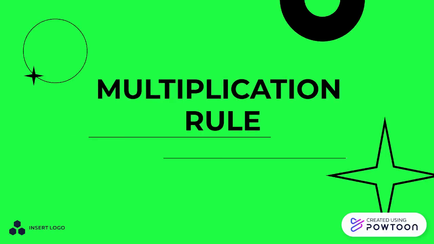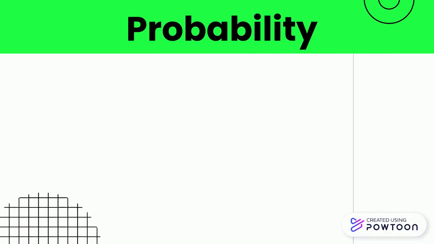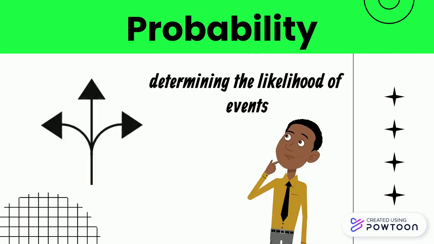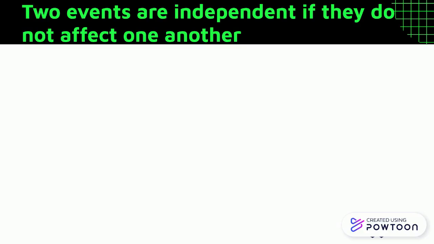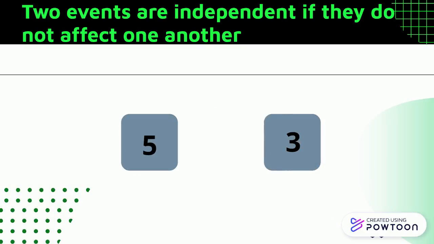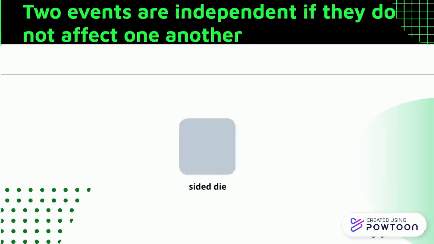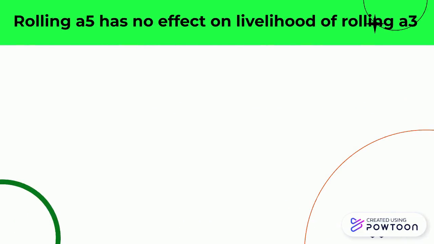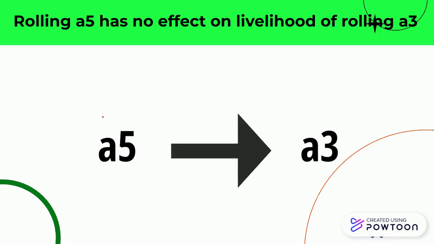Now, I'll discuss the multiplication rule. Remember, probability is the science of predicting the chances of events. Two events are independent if they have no bearing on one another, such as rolling a 5 then rolling a 3 with a standard 6-sided die. Because rolling a 5 has no effect on the likelihood of rolling a 3, these occurrences are unrelated.